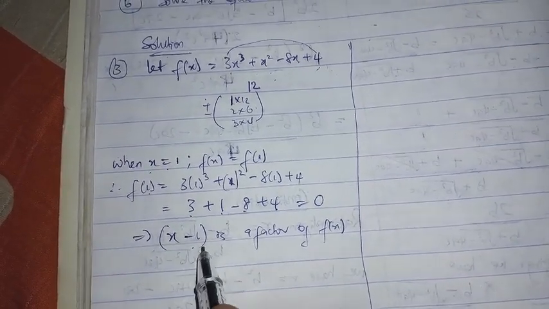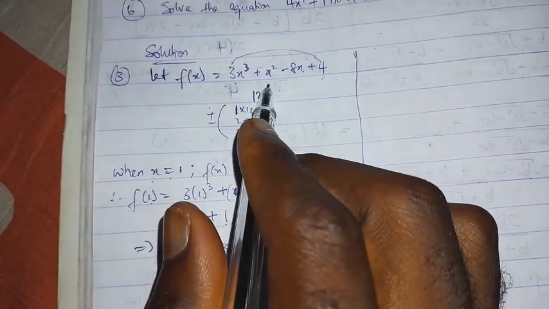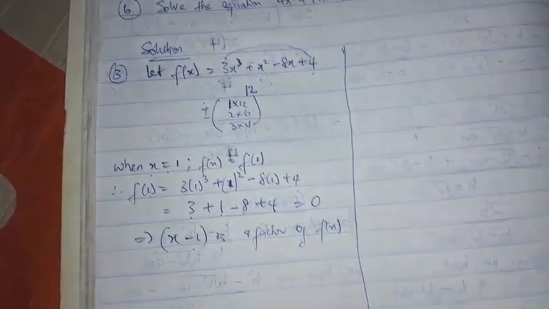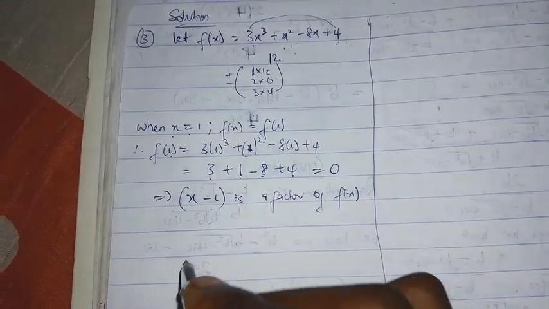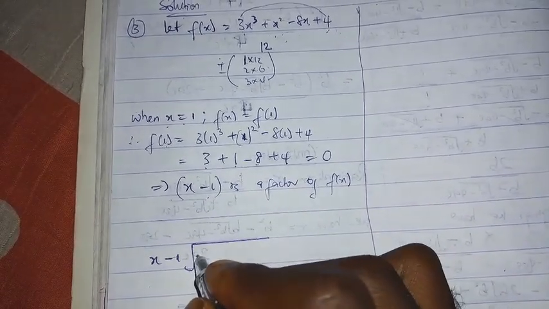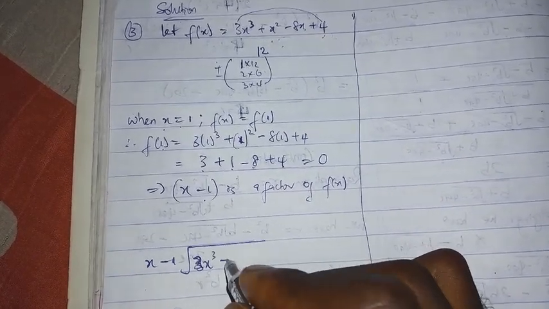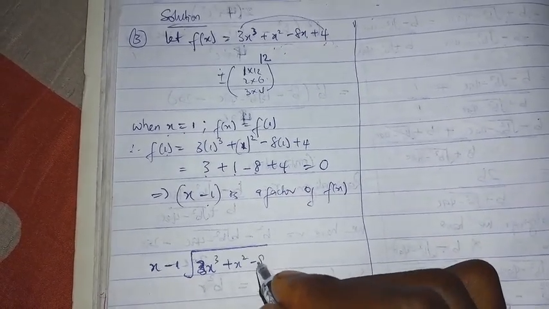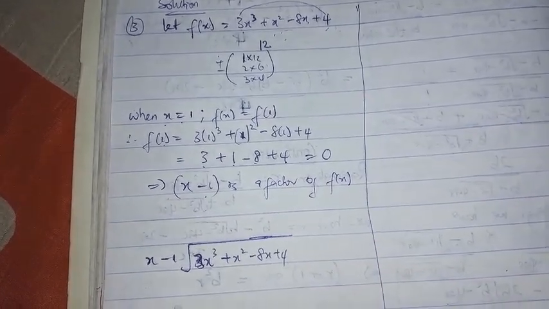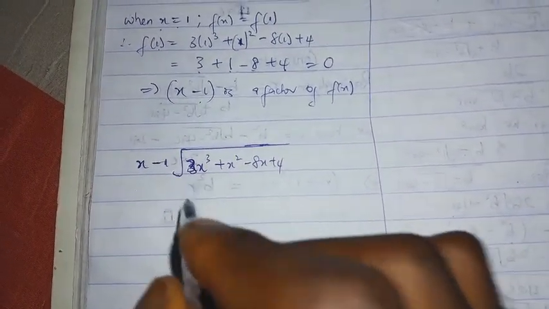So since x minus 1 worked, it means I can use it to divide this function to get the remaining factors. On dividing, what will I have? You're going to put your x minus 1 outside, which is the divisor. Put your polynomial 3x cubed plus x squared minus 8x plus 4. If you watch my first video, you would understand what I'm doing here. Or if you've not watched it, watch my polynomial video.